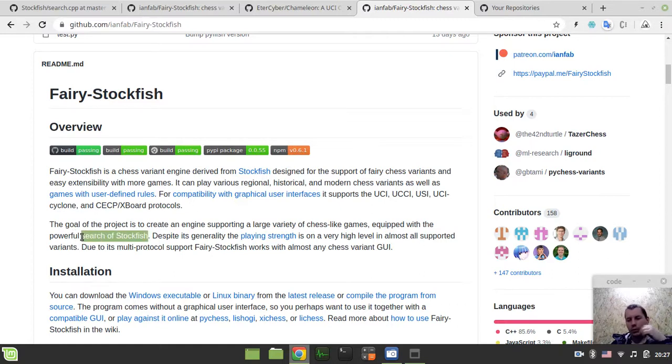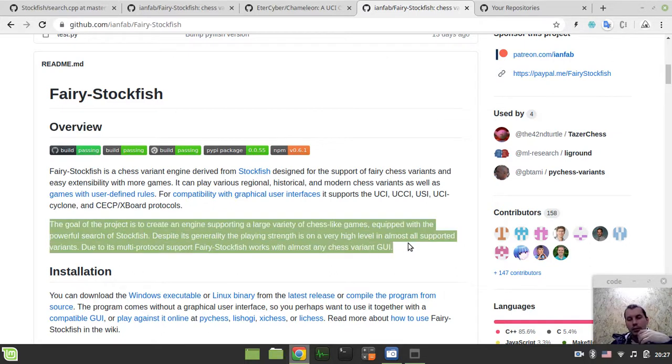So what he wants is to take this powerful search of Stockfish and make it search for different variants. So that's it. Despite its generality, the playing strength is on a very high level in almost all supported variants. Due to its multi-protocol support, Fairy Stockfish works with almost any chess variant GUI. So yeah, that's pretty much it. That's the goal of the project.